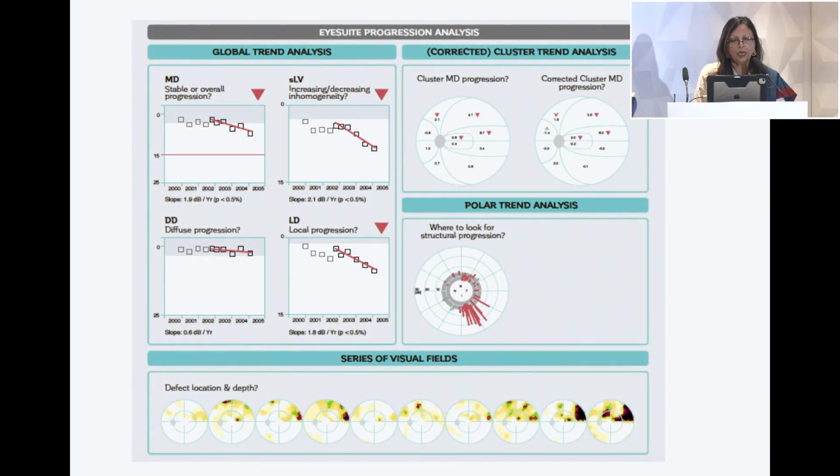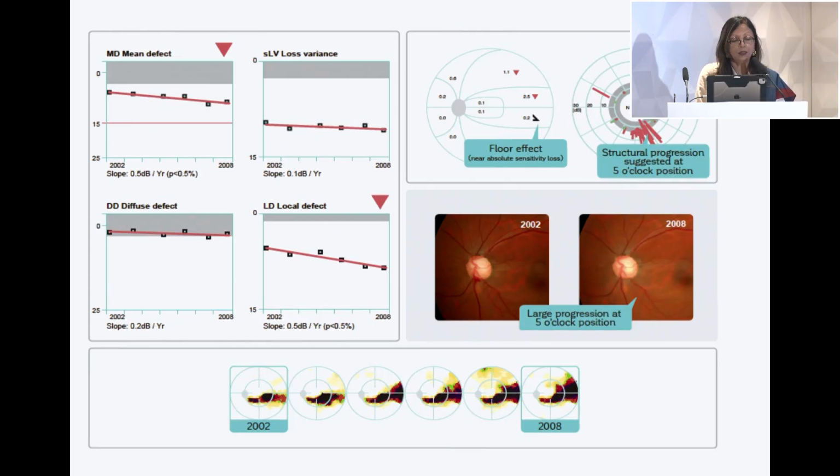So this is the ISUT progression analysis. I wanted to point out that there's a structure-function correlation that the Octopus has in its ISUT, and here these green lines are the ones which are fine, otherwise these are the areas which have actually progressed. So the Octopus could be a reliable apparatus to use for detecting progression in a patient.